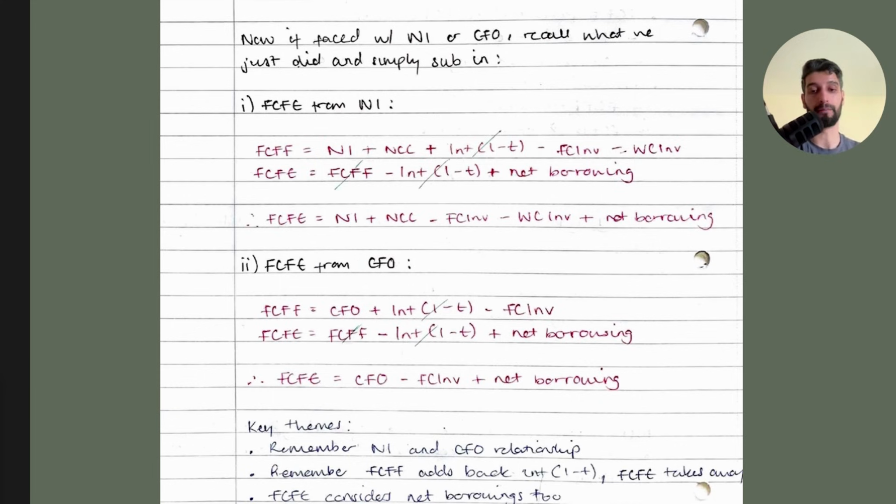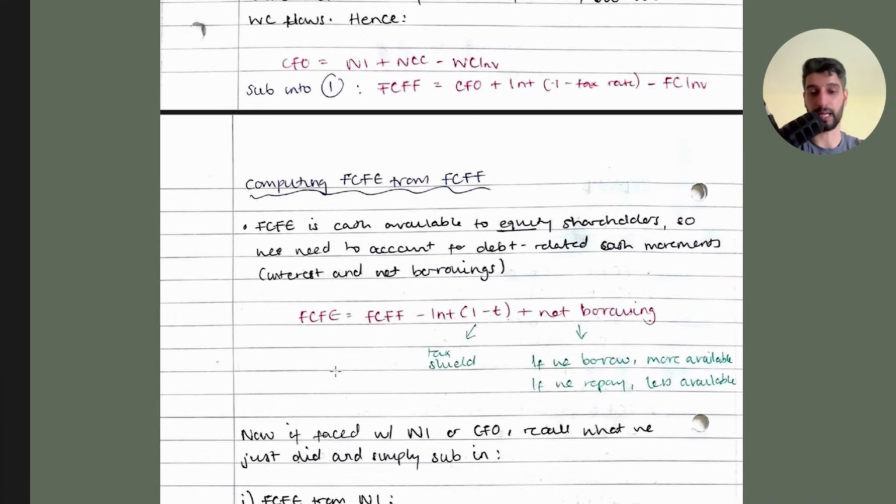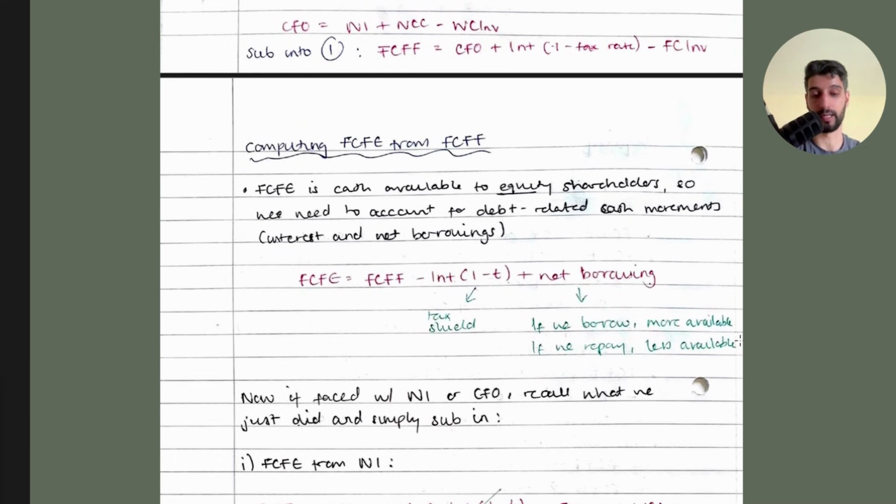I just remember the main core formulas, in this case for both free cash flow to the firm, which was this formula here, or number 1, and then free cash flow to equity, which is this formula here. Whether I'm faced with net income or CFO doesn't really matter. If I know the relationship between net income and CFO, I can just manipulate it and get to where I need to go.